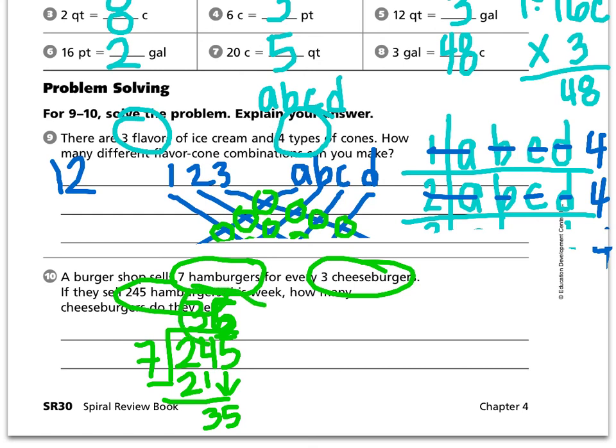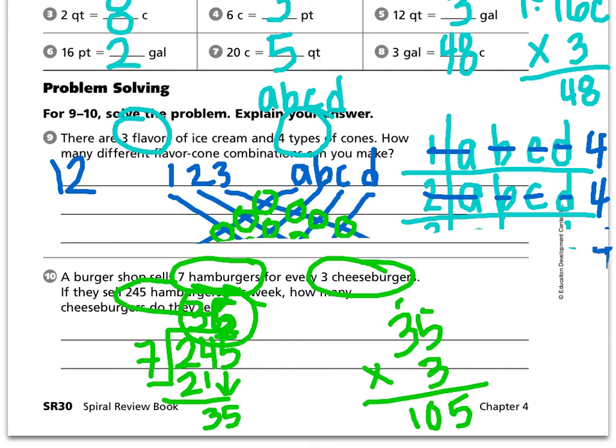So now you need to take 35 and multiply it by 3 in order to figure out how many cheeseburgers they sold. 3 times 5 is 15, carry the 1, 3 times 3 is 9, plus 1 is 10. So you now know that they sold 105 cheeseburgers. So make sure that you show your work, that way you can explain to me exactly what you were thinking.